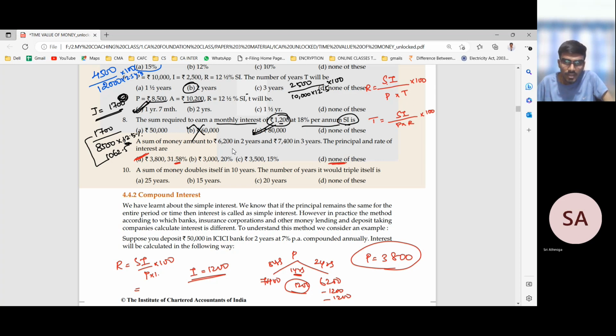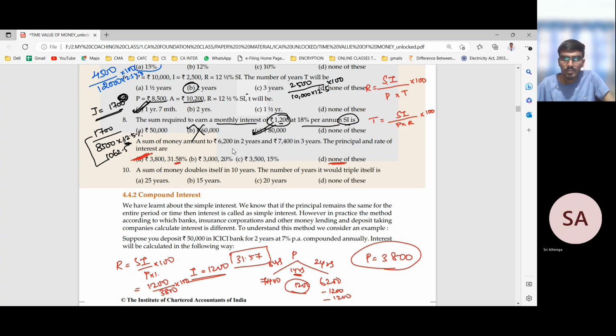Okay, so what is the simple interest? 1,200 divided by 3,800 into percentage. What is the value? It is nothing but how much? 31.57 or 58 percentage. So option A is correct. Then shall we go with the 10th question?